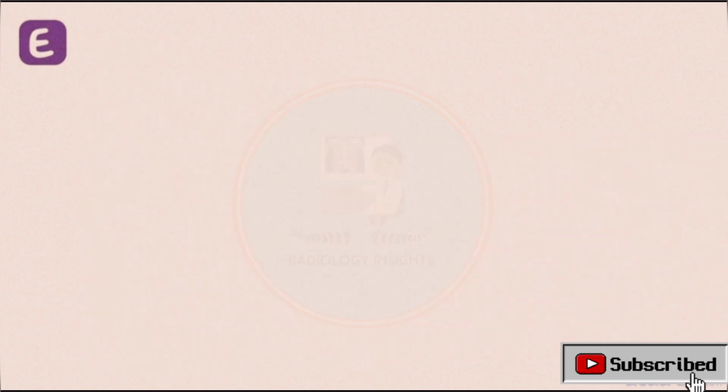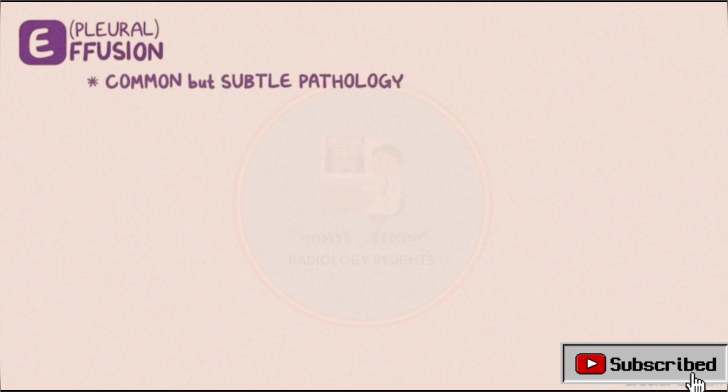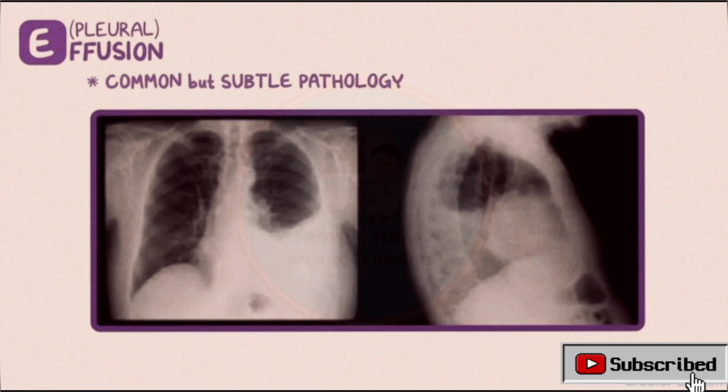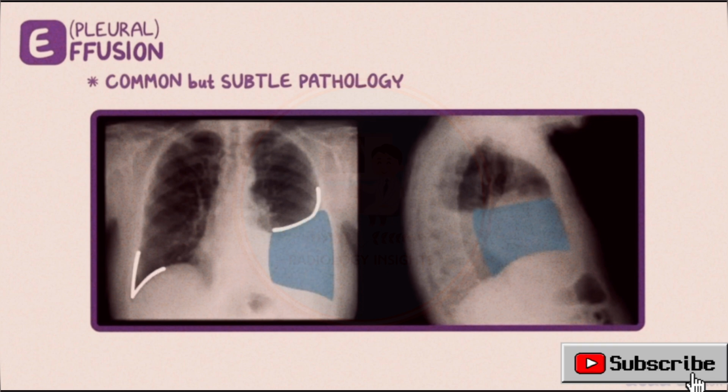E is also a reminder to check for a pleural effusion, which is a common but subtle form of pathology that you can see on an X-ray. Pleural effusions are fluid that collects at the costophrenic angle and causes blunting of the normally sharp costophrenic angle.